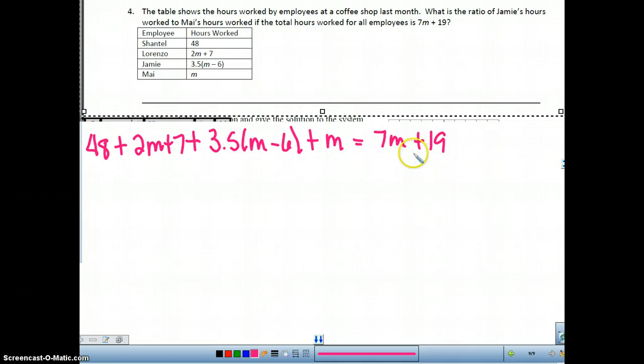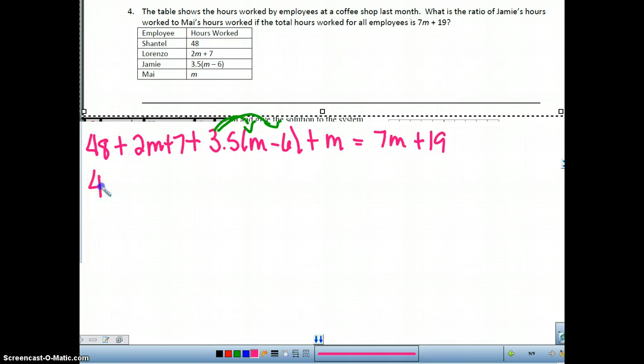What do we have to do first before we can start combining our like terms so that we can solve for M? What do we have to do first? Anybody? Christian? We got to distribute, right. We got to distribute that 3.5 throughout everything inside, and when we distribute, we're using what mathematical operation? Distributive property of multiplication. All right, good.